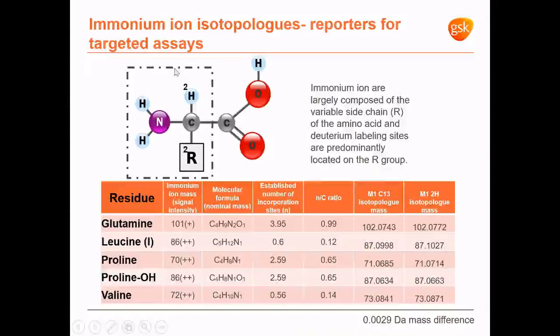So what I'm talking about here is looking at the ammonium ion isotopologs. You take a peptide, isolate it in the gas phase, and fragment it with high energy HCD fragmentation, and that gives you this resultant moiety. Basically, all of the deuterium oxide labeling is captured in this ammonium ion, and these can then be used as essentially reporter ions for quantitation purposes.